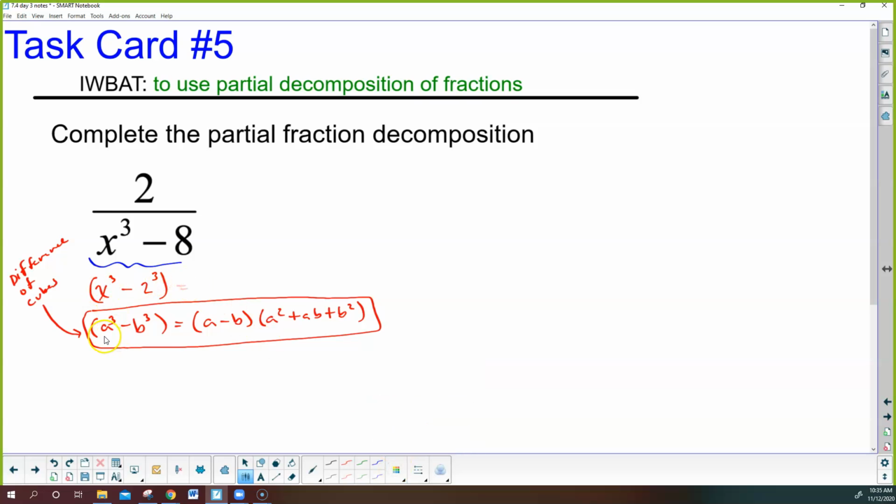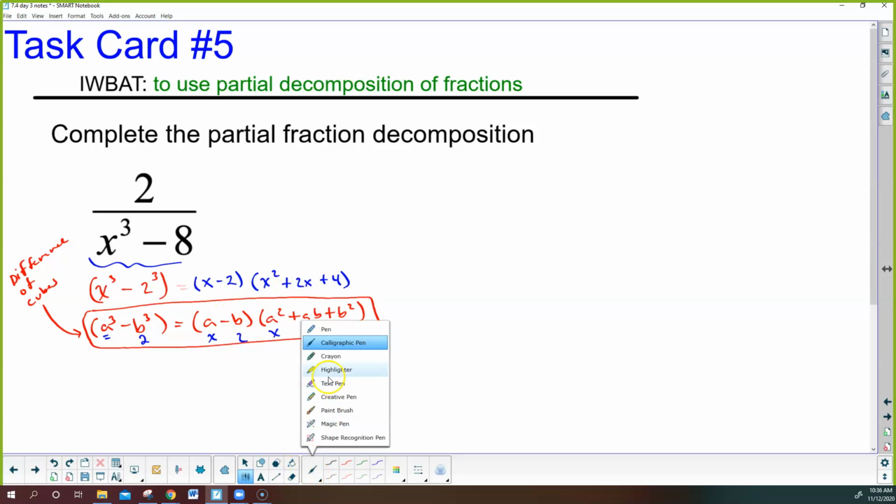If I factor this out, what is the a? Well, a is the x. So I'm going to put an x here, here, and here. And then what is the b? Well, b is a 2. So I'm going to put a 2 here, here, and here. But notice this is 2 squared. So this can be factored as x minus 2 times a squared, which is x squared, plus 2 times x, or 2x, plus b squared, which is 4.